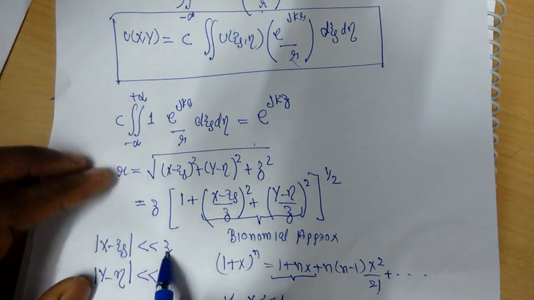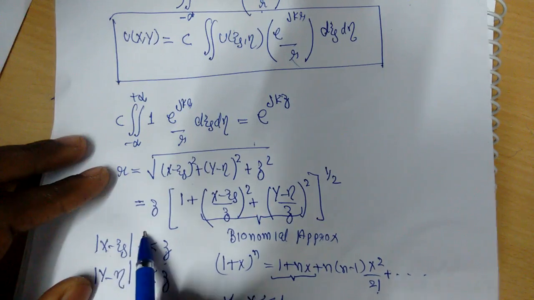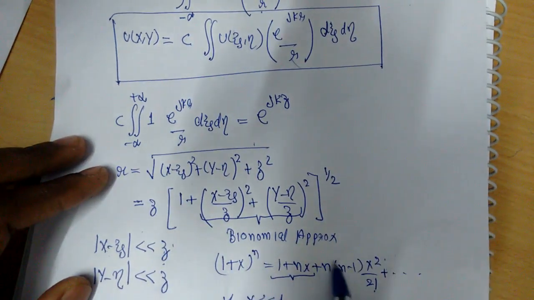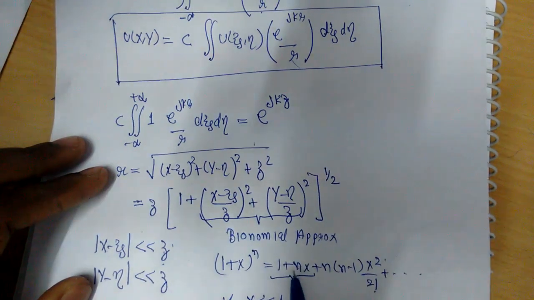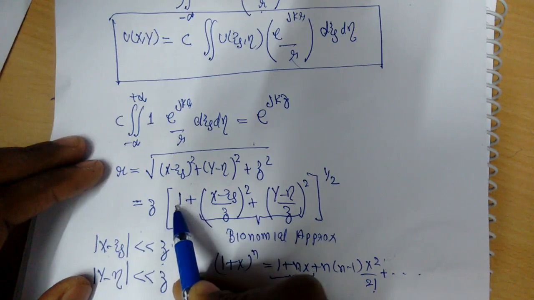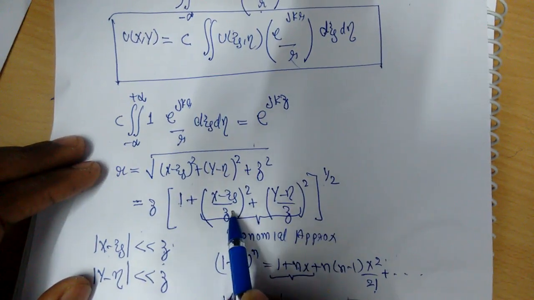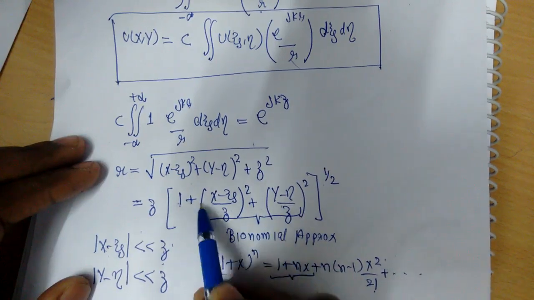Because I'm again saying that if x minus zeta is very small as compared to z, then x minus zeta whole square, which is here, will be very, very small as compared to z. So you can safely neglect the third term. So we are going to take only two terms. That means the expansion will be given by 1 plus half of this plus half of this. It's 1 plus nx.